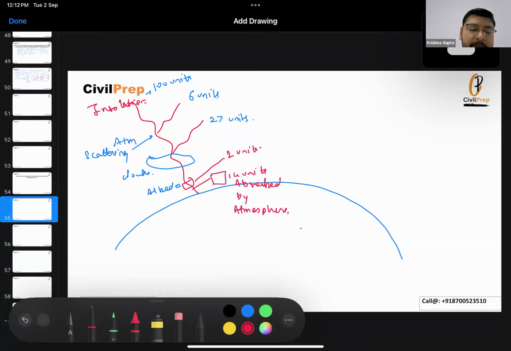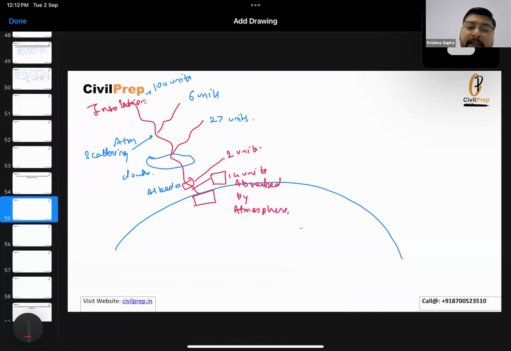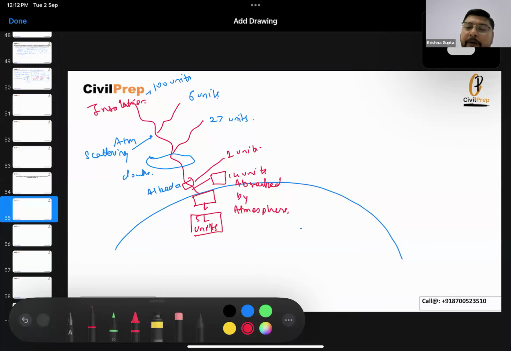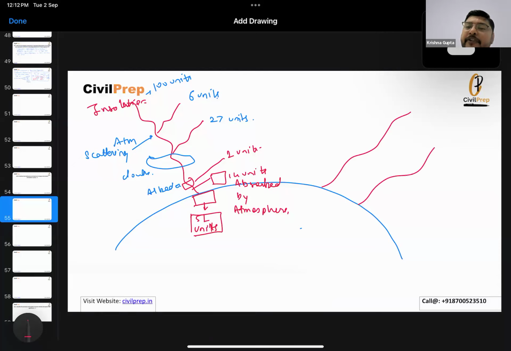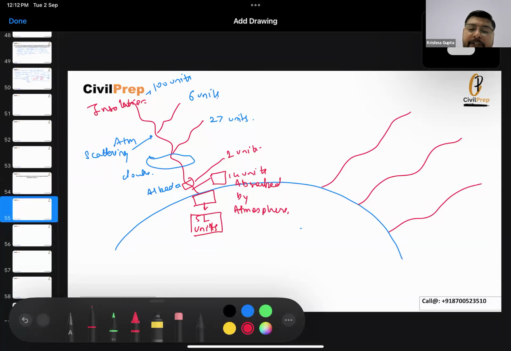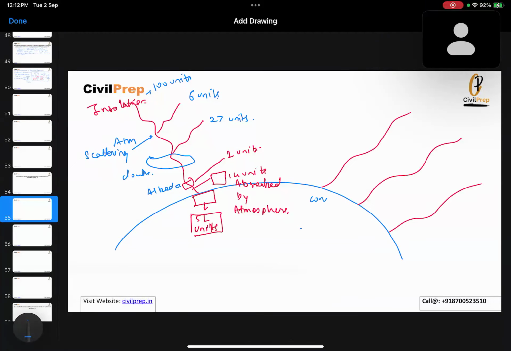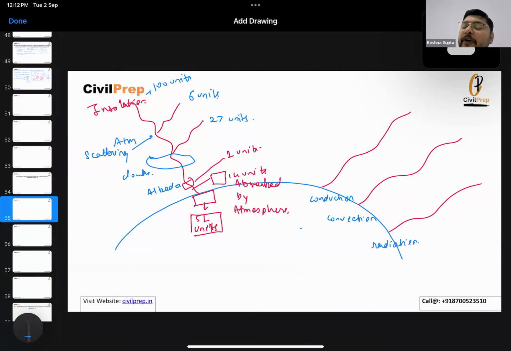So the amount of insolation absorbed by Earth's surface remains around 51 units. Then, out of these 51 units, energy goes out in the form of terrestrial radiation, which takes place through conduction, convection, and radiation. How many units go back by radiation? It is around 17 units.